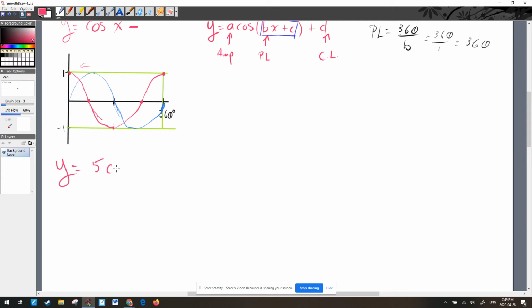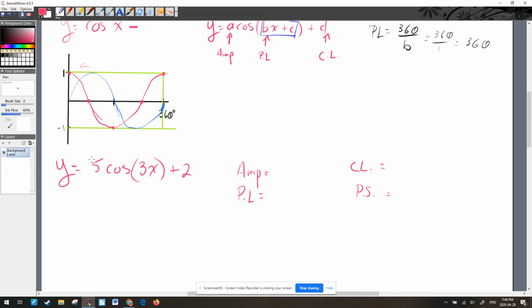How about 5 cosine of 3x, and then plus 2. So go ahead, sketch that. Again, I'm going to want you to list out amplitude, period length, center line, and what the phase shift is.